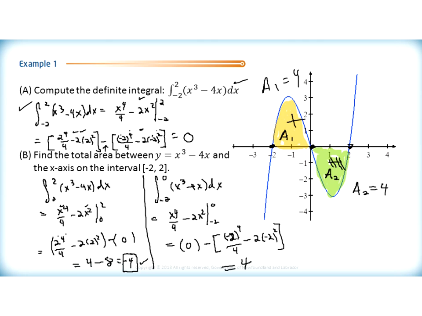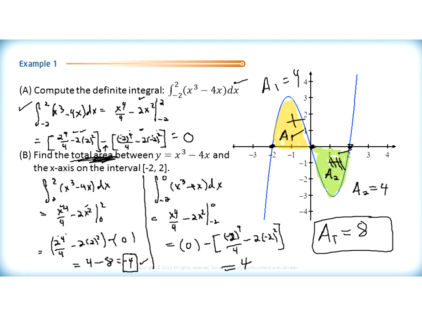So the answer here, find the total area, the actual total area, we'll call it AT for total, is 8. So the total area that's trapped between that curve and the x-axis is 8, despite the fact that the definite integral has a value of 0. And those are important distinctions, so I want to make sure we got that clear.